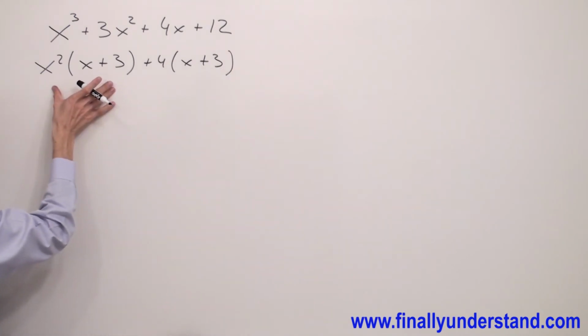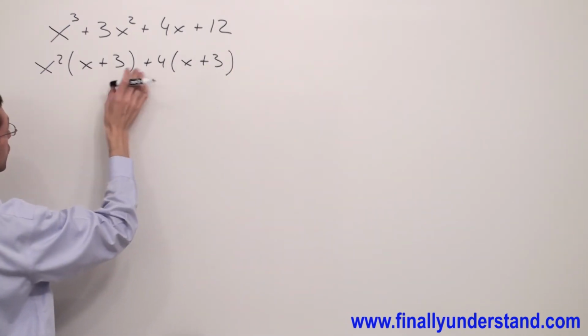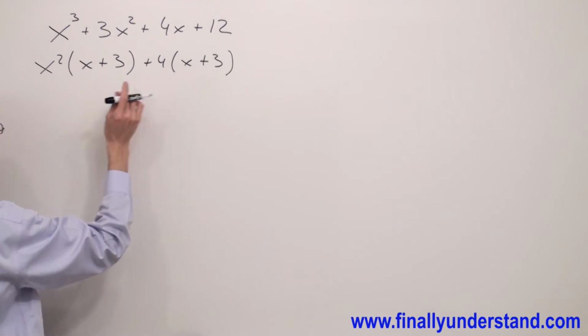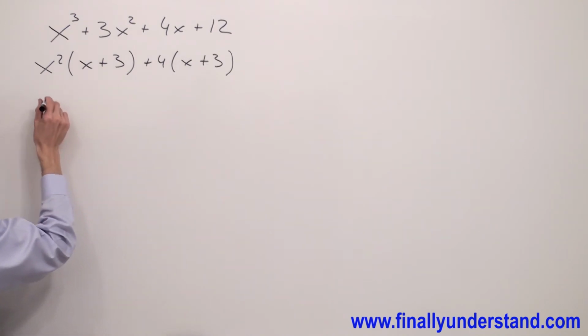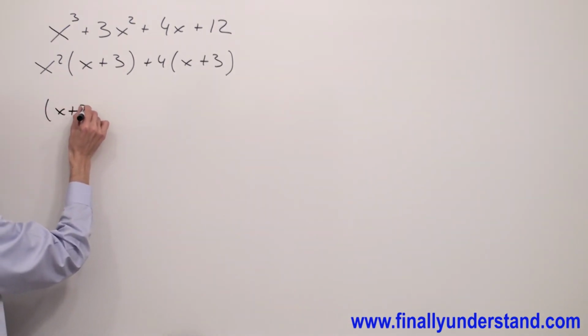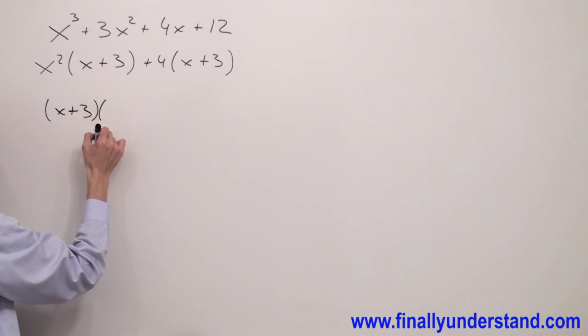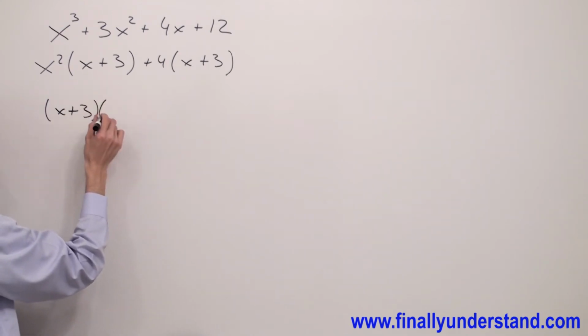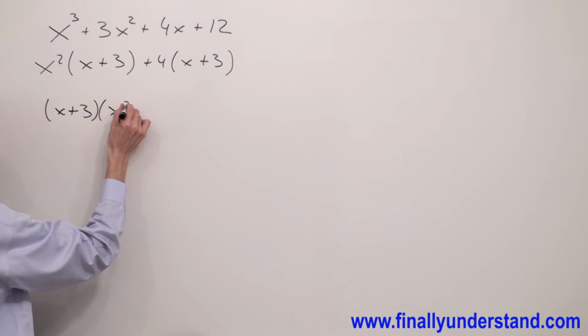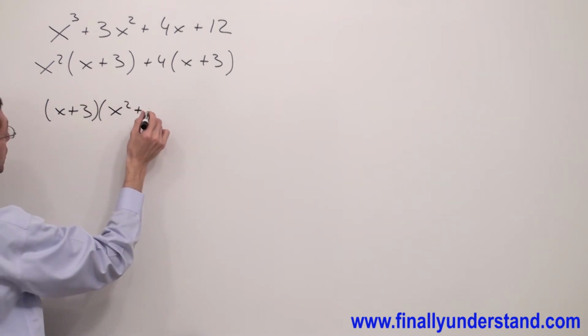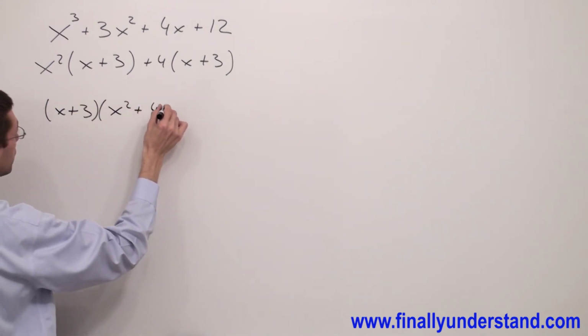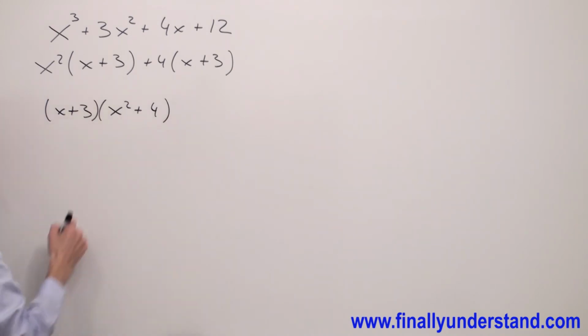The first term and second term, I have common factor, x plus 3. I'm going to factorize the common factor, x plus 3. In the second parenthesis, I'm going to write everything whatever left, x squared plus 4. And this is the solution to my problem.